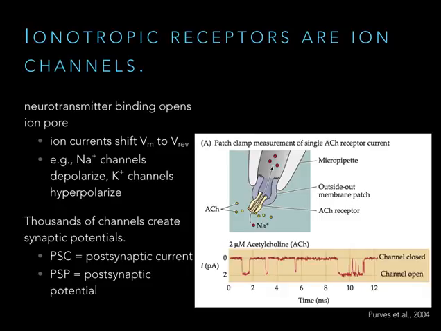The movement of this ion, or the ionic current, is going to move the membrane potential toward the reversal potential of that ion. So if we open up a sodium channel, we're going to depolarize the membrane potential. If we open up a potassium channel, we're going to hyperpolarize.